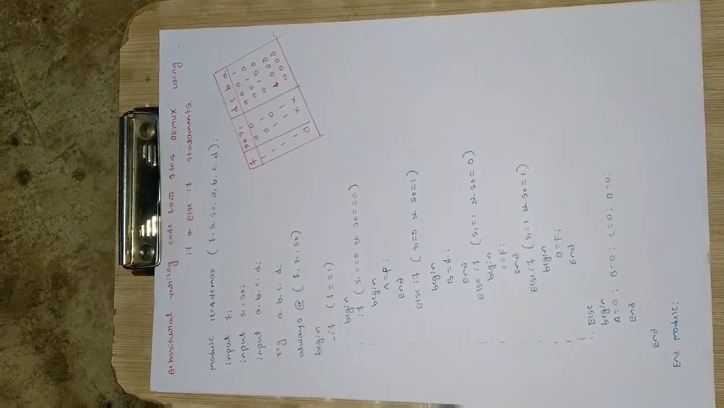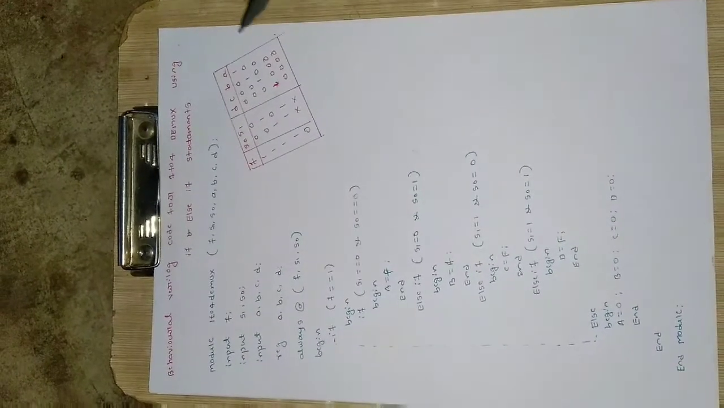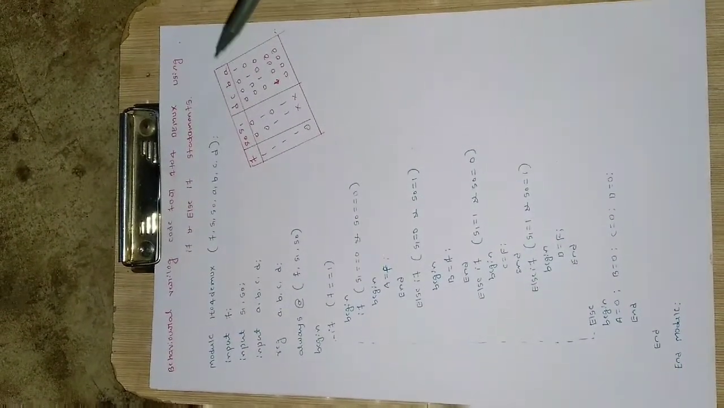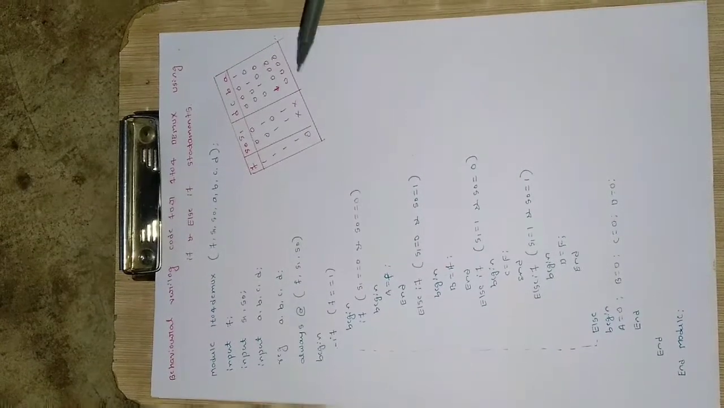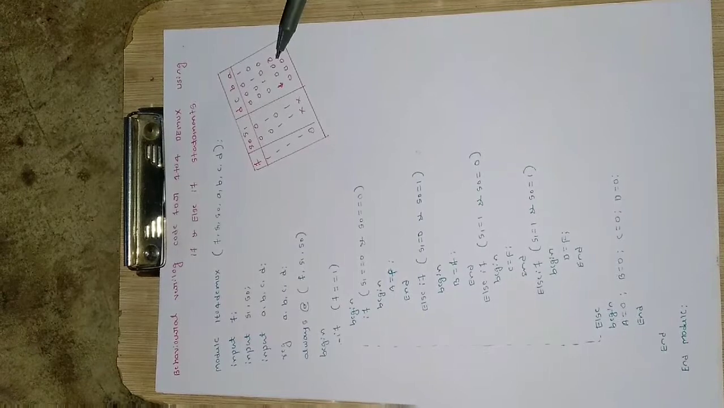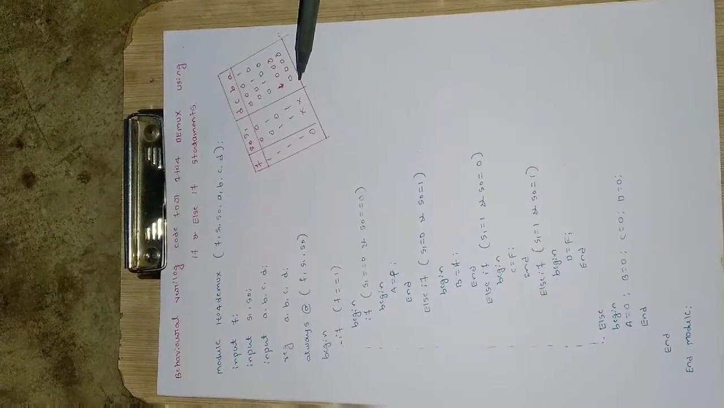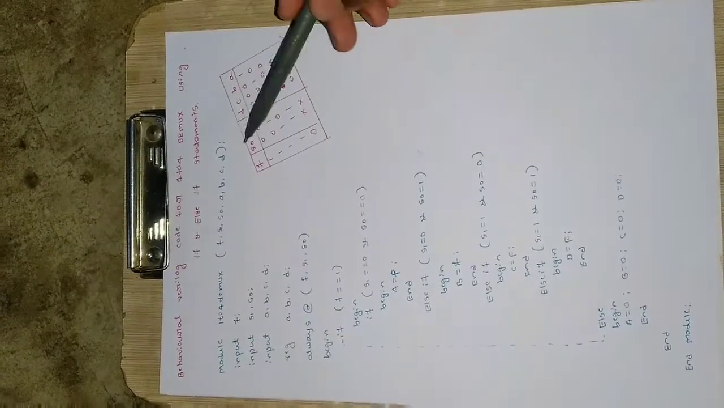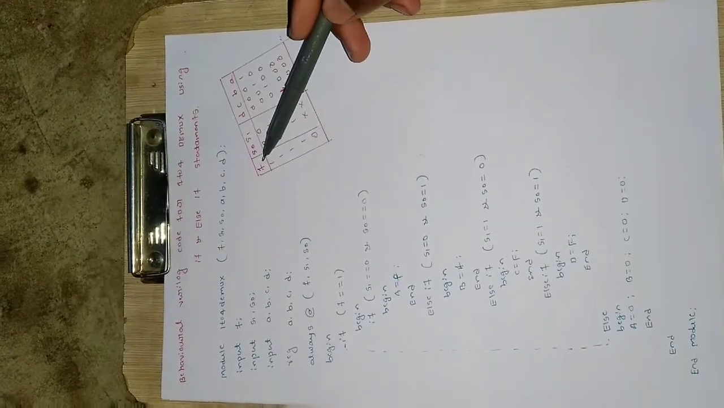Okay, so coming to our current program, that is how to write the program for this 1 to 4 demux. I have just taken the truth table here. If you know the truth table, then you can write it very easily. It becomes very easy for us to analyze with the help of the truth table. Here f is the input for the demux.